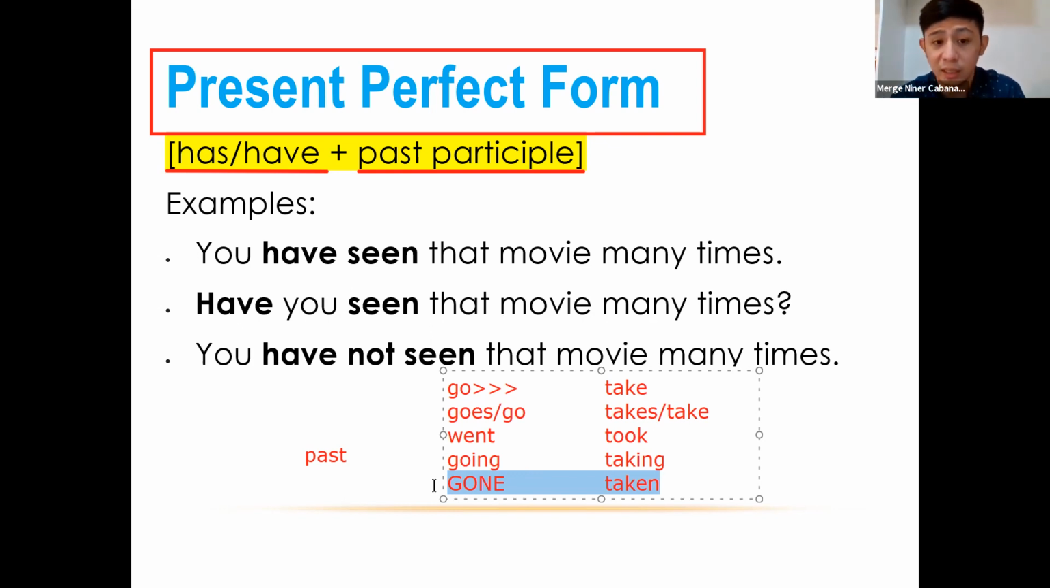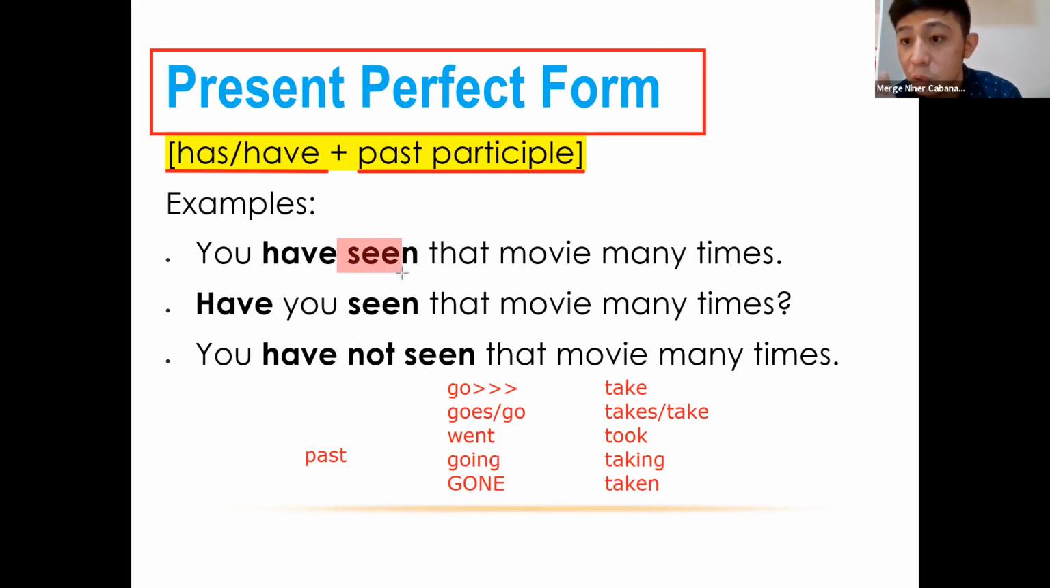So even in this case, see, all right? The word see, look at this. The past form is saw, S-A-W, and then the past participle is seen, including the N. So I will not be using saw because that's wrong. I'll be using seen because that is correct for the present perfect form.